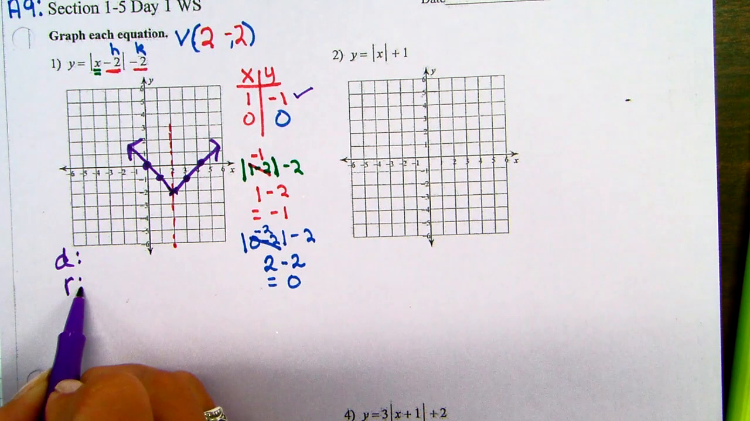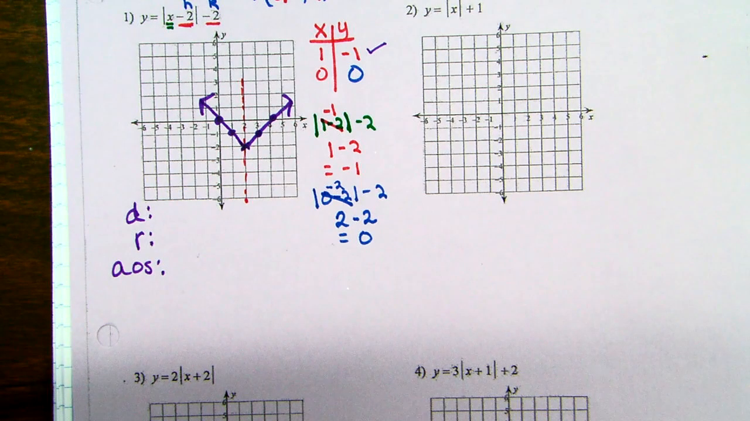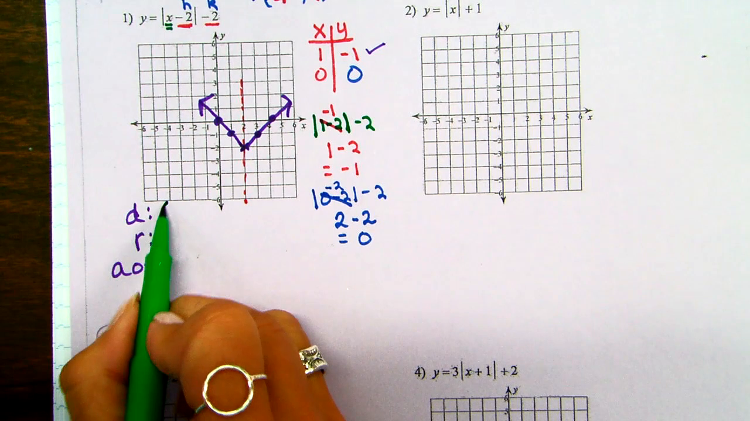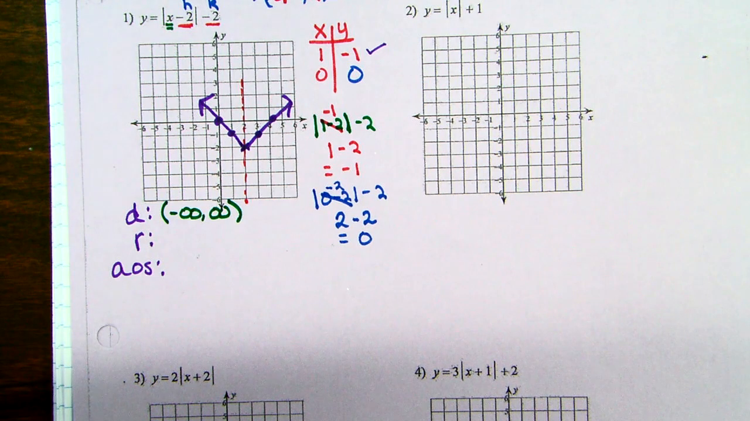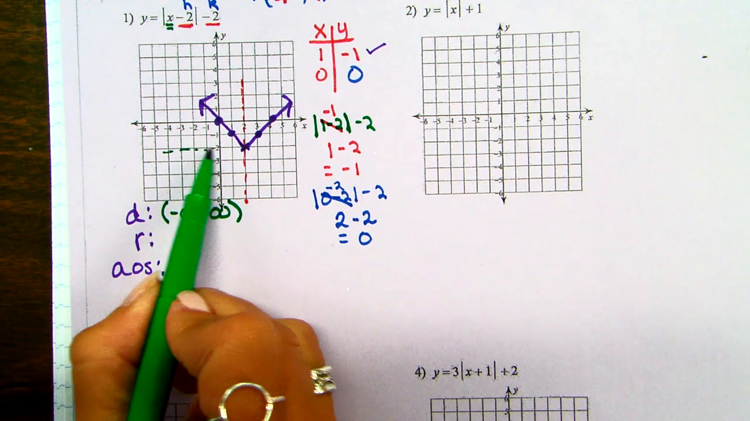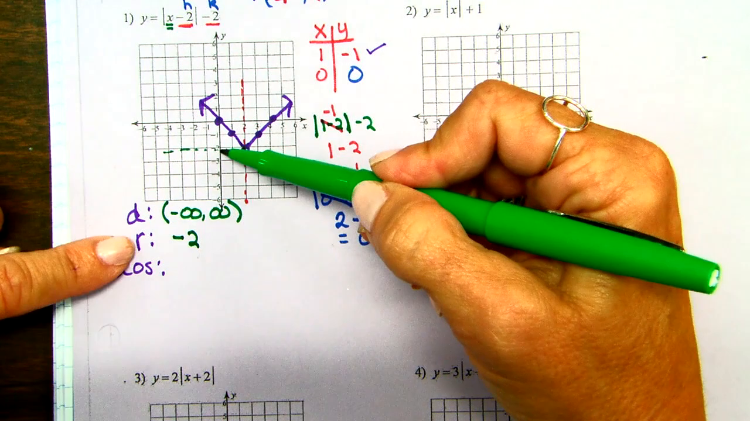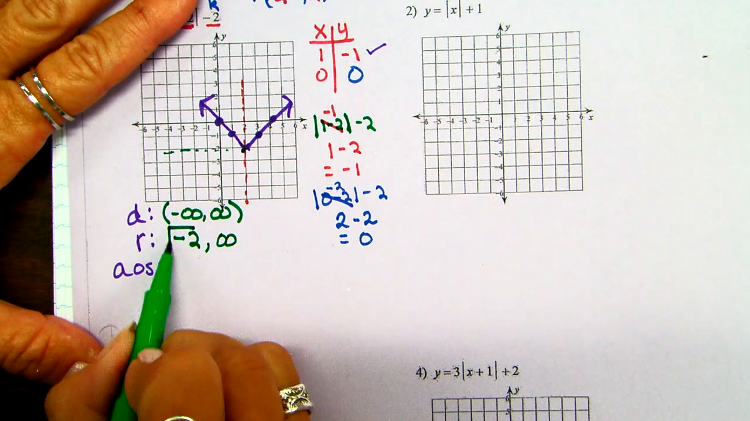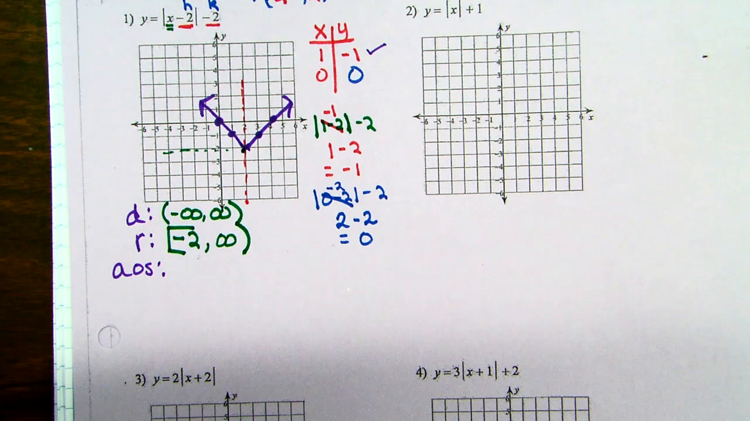Domain, range, AOS. We talked about it. Domain is always going to be all real numbers, negative infinity to infinity. Remember, range is always least to greatest. The smallest number we use is negative 2. That's the smallest y value. Remember, ranges are y values. And it goes up to infinity forever. Bracket on the number, parentheses on infinity symbols.